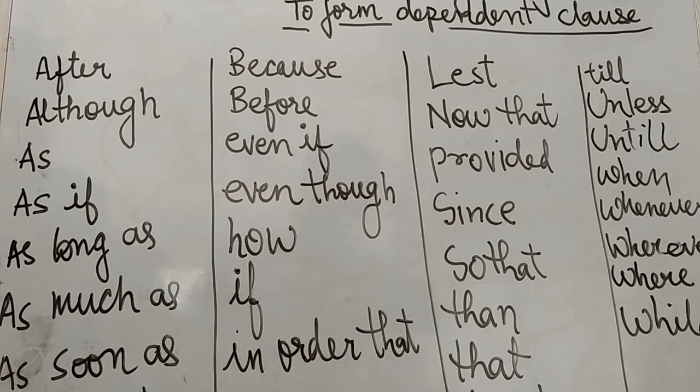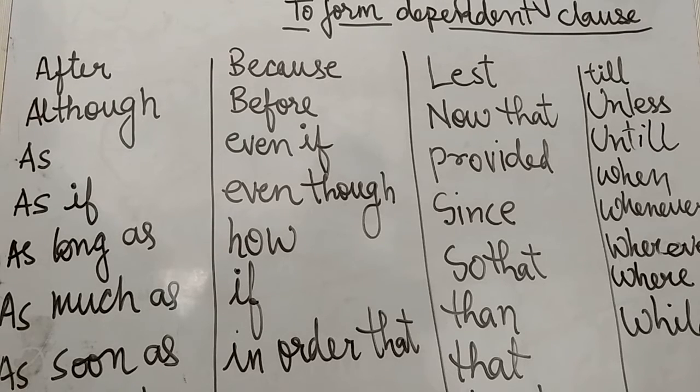Now let's see some subordinating conjunctions to form dependent clause. I have told you already that a dependent clause is a kind of sentence which is complete, but it doesn't make a complete thought or complete sense. Okay, it needs one more independent clause to complete itself, and it begins with conjunctions. They are subordinating conjunctions. Now let's see some subordinating conjunctions which are used to form dependent clause.